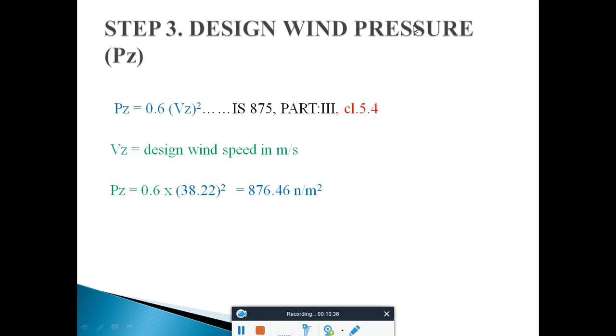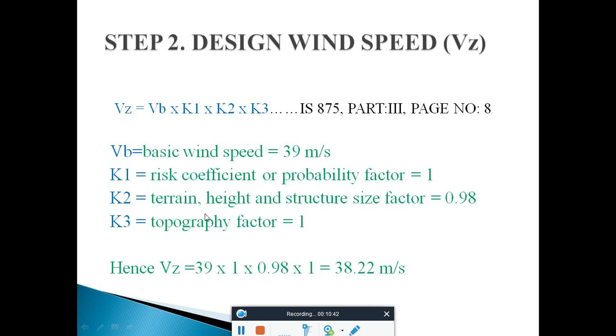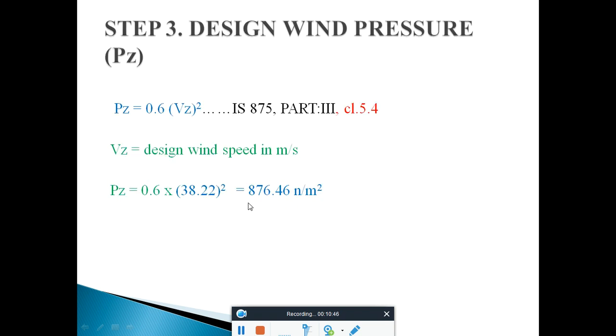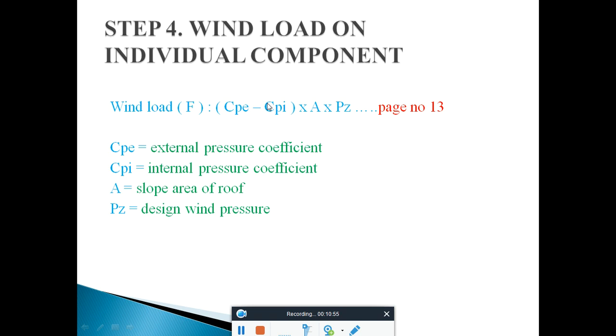Step 3, design wind pressure. Pz is 0.6 into Vz square. Let's put this value of Vz, 38.22, here. So we will get Pz equal to 876.46 Newton per meter square. So this is our last step. Step 4, wind load on individual component. So the formula is (Cpe minus Cpi) into A into Pz.